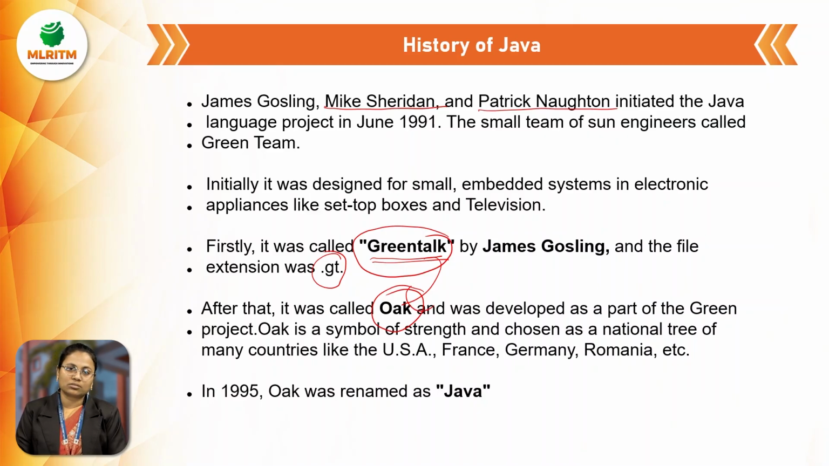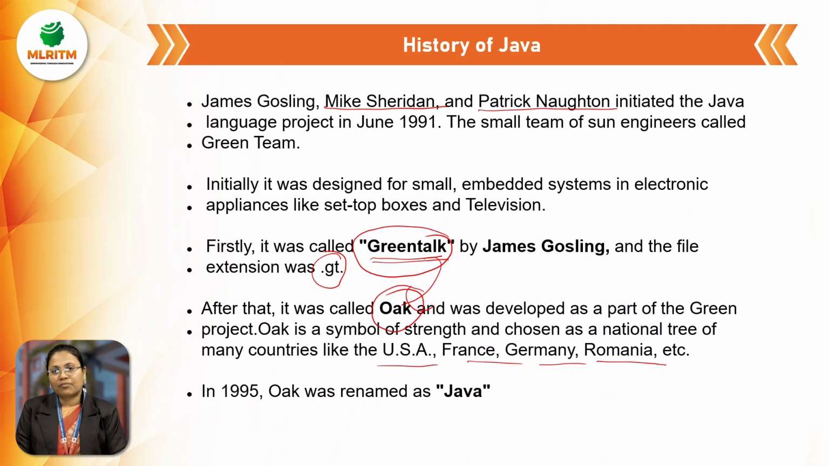Why did they choose this name Oak? Oak is the name of a national tree. It is the national tree of some well-developed countries like the USA, France, Germany, and Romania. All these countries' national tree is the Oak. So they chose the name Oak from this tree as the name for the Java programming language.